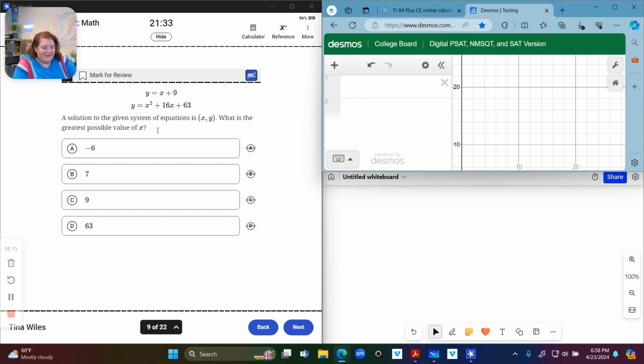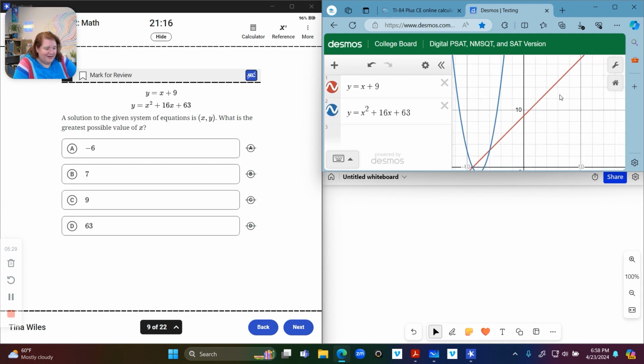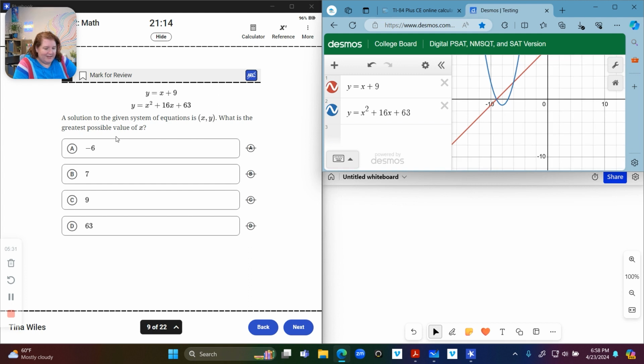What is the greatest possible value of x? Again, I could solve this algebraically. On this one, I'll show you how you would do it algebraically, just to review that for math concepts. So it could be -9, but I want the greatest, which is -6.